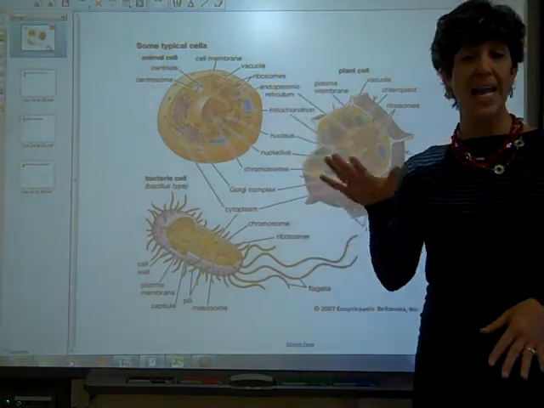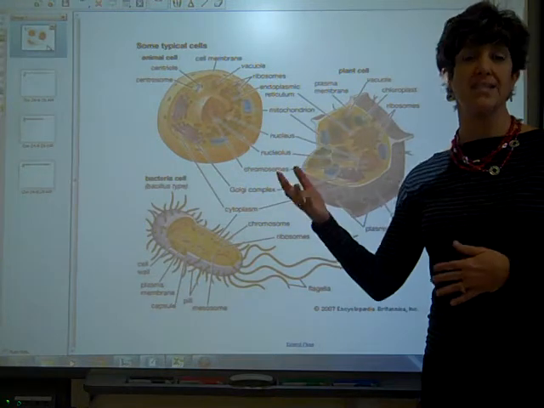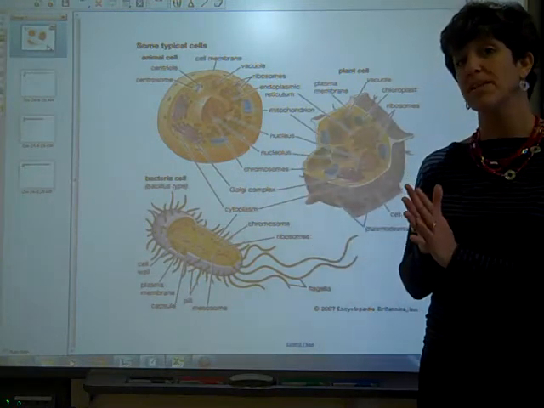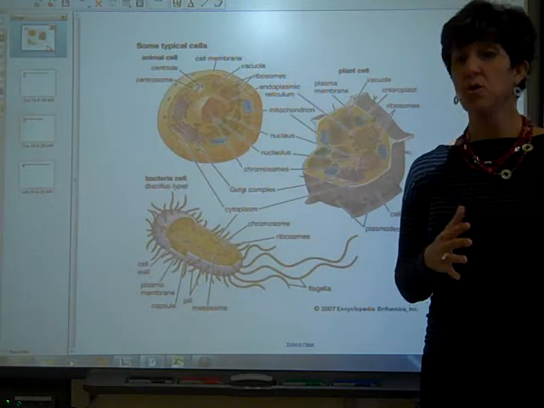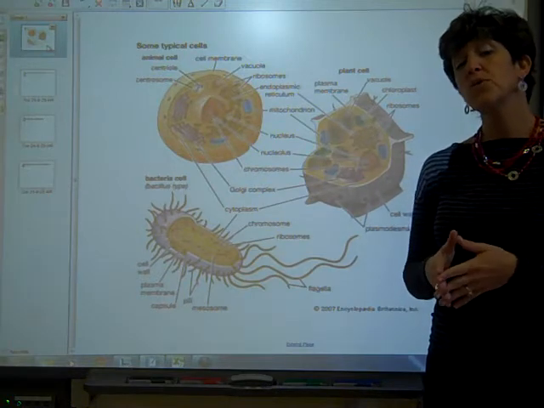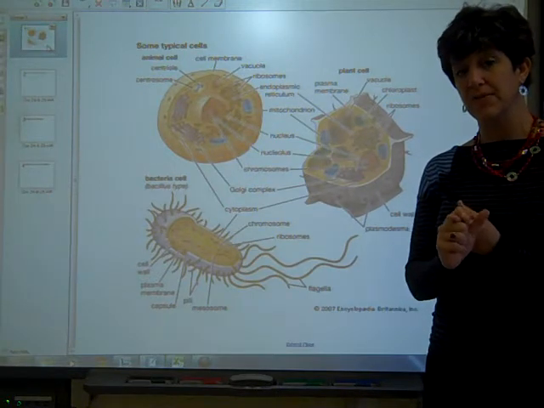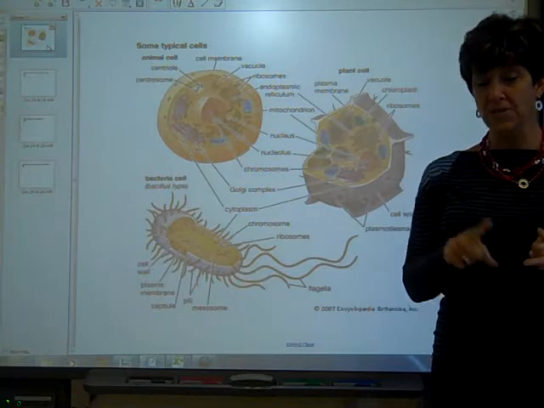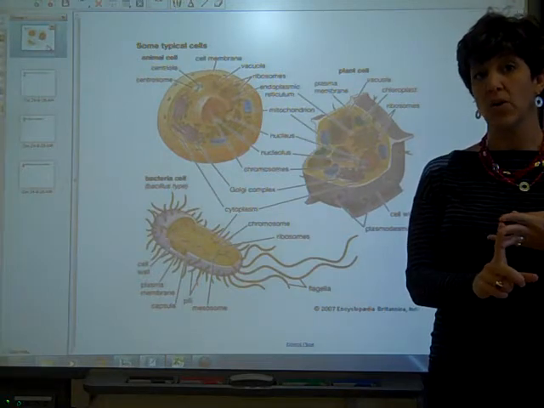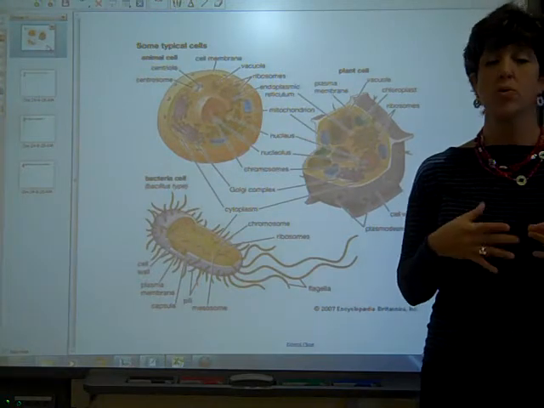Smooth ER does not have any ribosomes on it, hence the name, versus rough. If it has the little bumps, the little ribosomes on it, it's rough. Smooth doesn't have any ribosomes. Smooth is responsible for producing different types of fats, phospholipids, oils, and steroids, so something like cholesterol would be made in smooth ER.